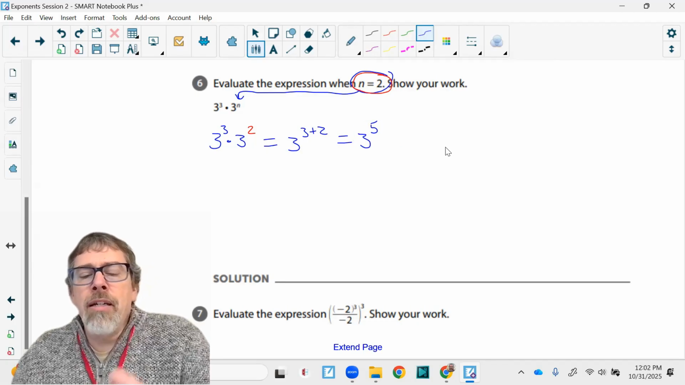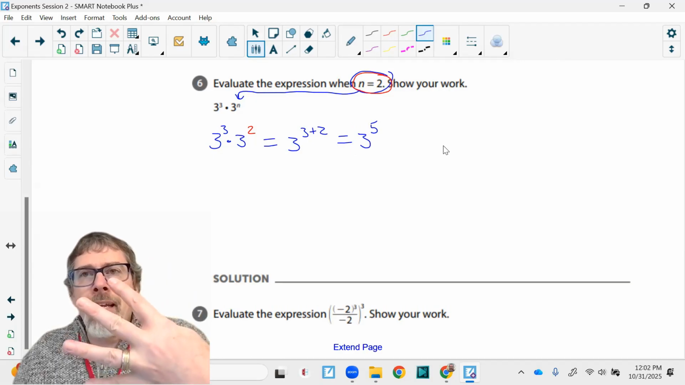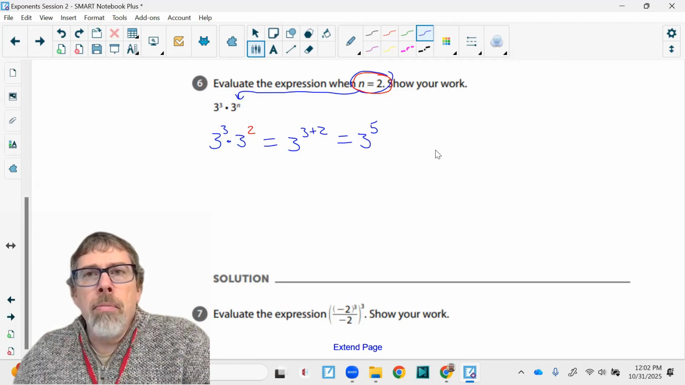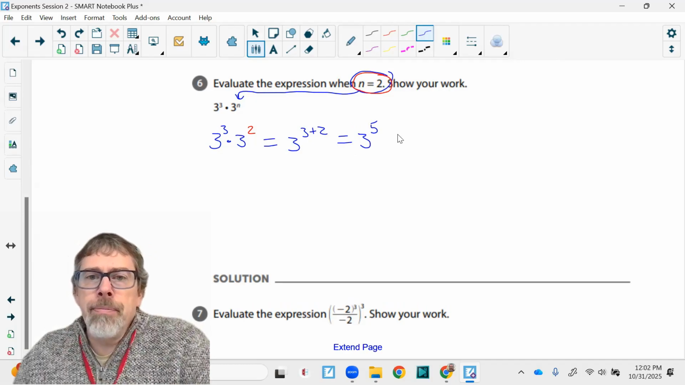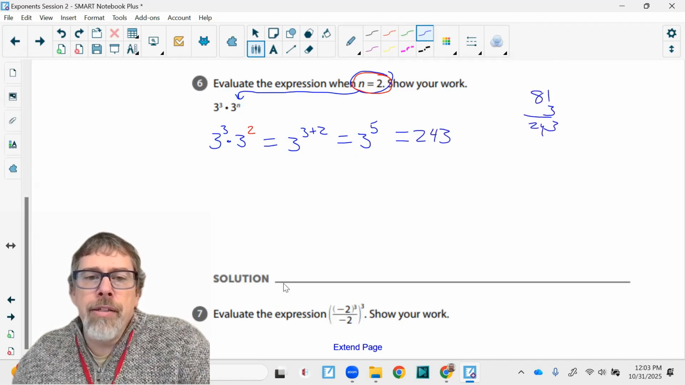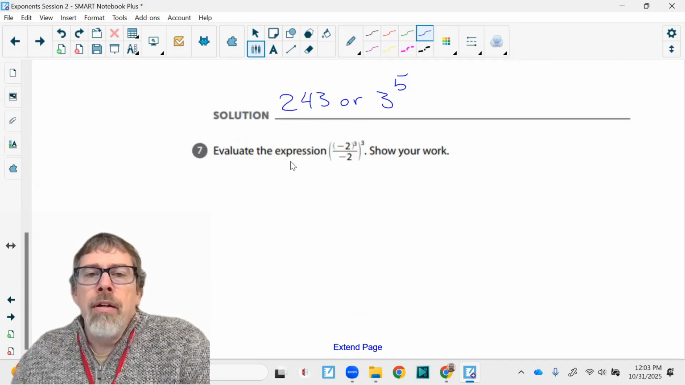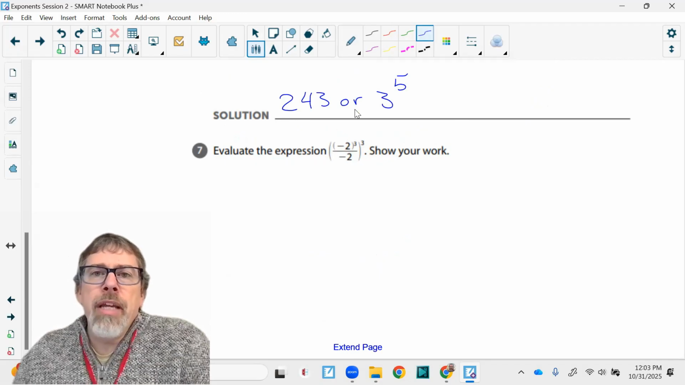3 times 3 is 9, times 3 is 27, times 3 is 81. 81 times 3 is 243. I had to think about that a second, right? 81 times 3, 8 times 3 is 24, yes. 243, or it's also 3 to the 5th power if you left it as an exponent with one digit.